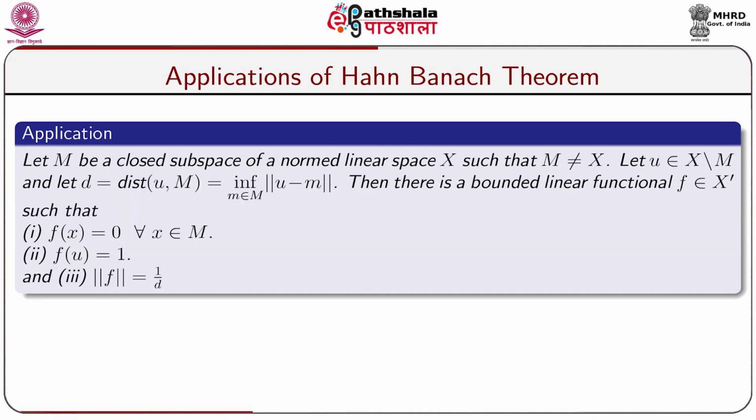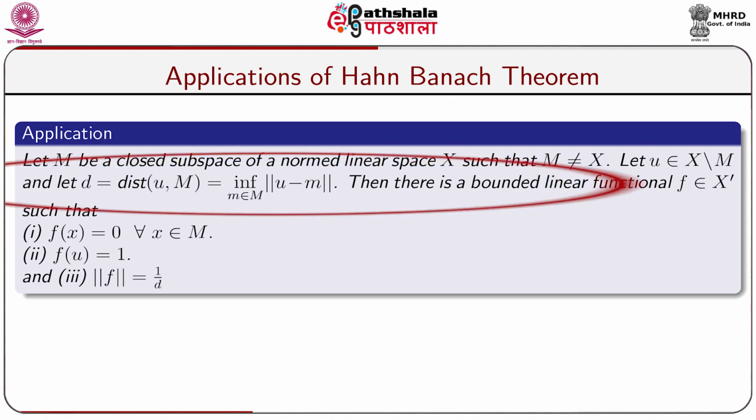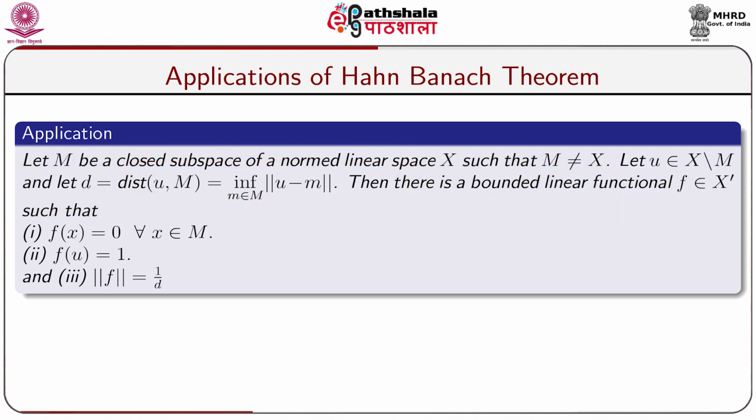So, we get another application. Let M be a closed subspace of a normed linear space X such that M is not equal to X. That means M is a proper subspace of X. Let u belong to X minus M, that is u does not belong to M, and let d be equal to the distance of u from M, that is the infimum of norm of u minus m, where the infimum is taken over all such m belonging to M.